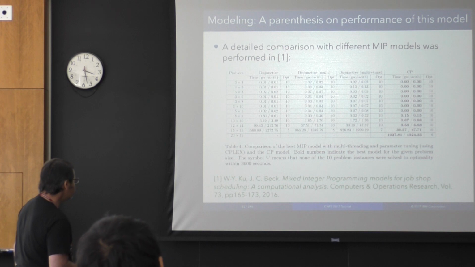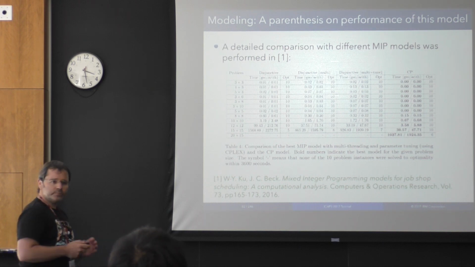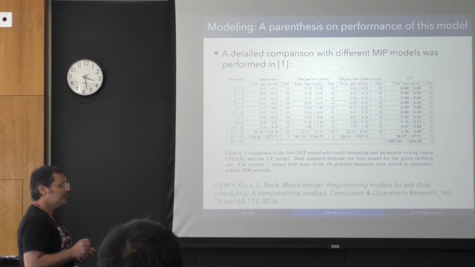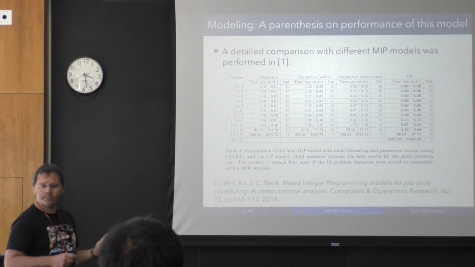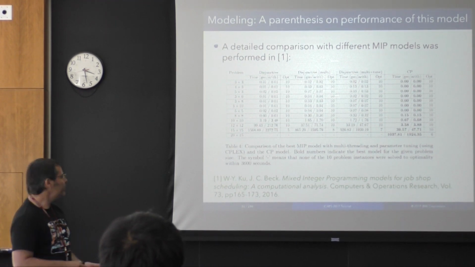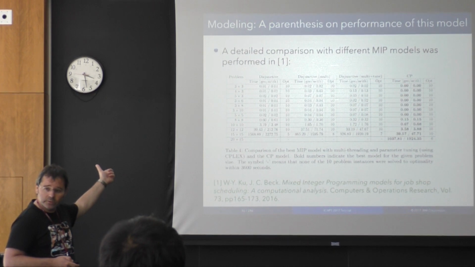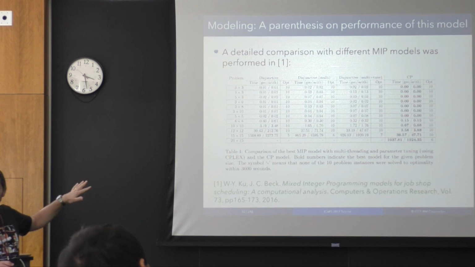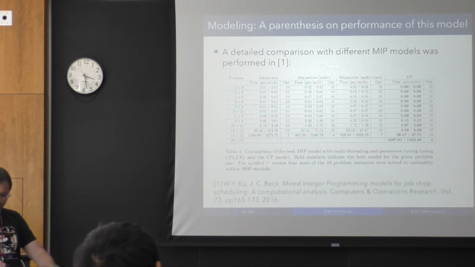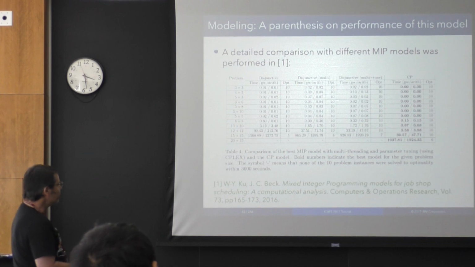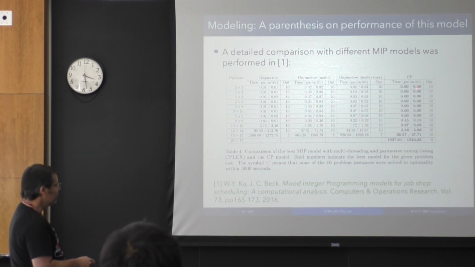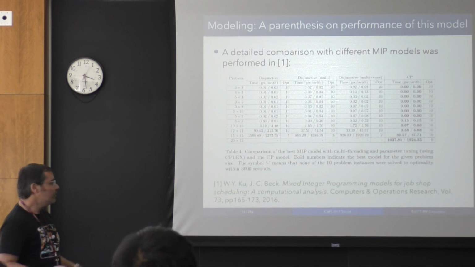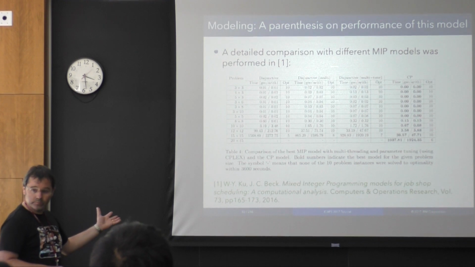There has been a recent paper by Chris Beck and one of his colleagues doing a quite in-depth comparison between many MIP models for job shop scheduling and the CP Optimizer model. Actually, the main topic of the article was comparing MIP models, but they also compare the best MIP models with CP Optimizer. And you can see that here, CP Optimizer is much faster than any of the MIP models for solving these job shop scheduling problems to optimality.